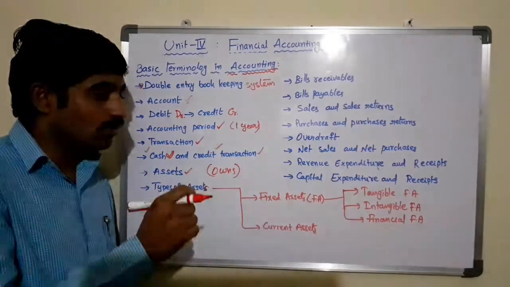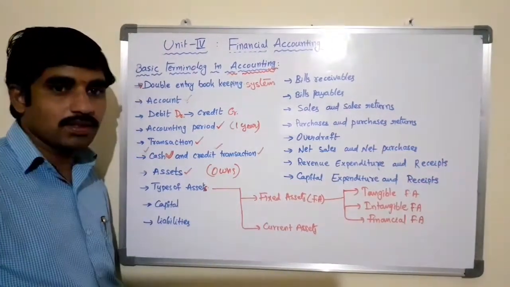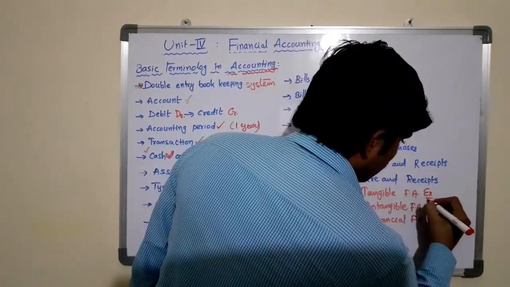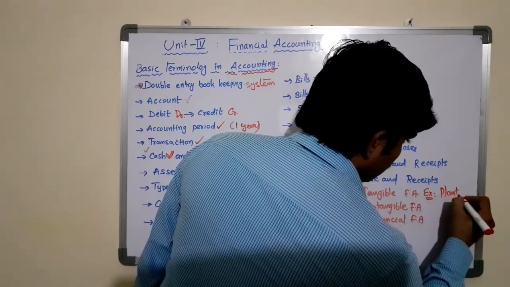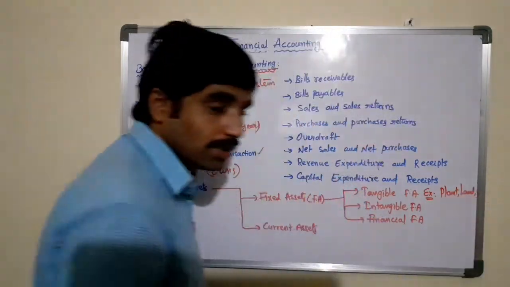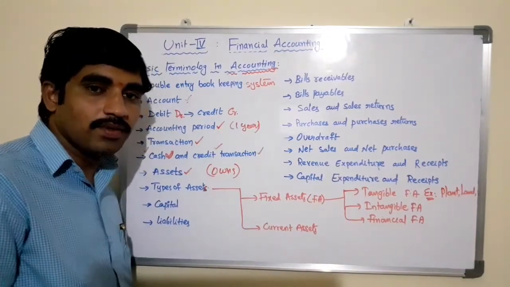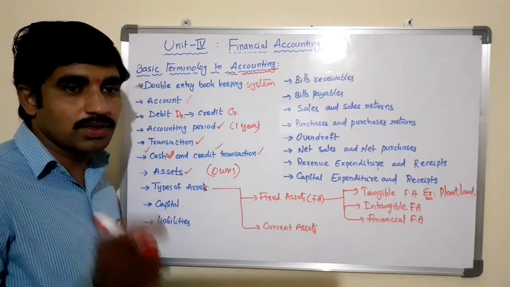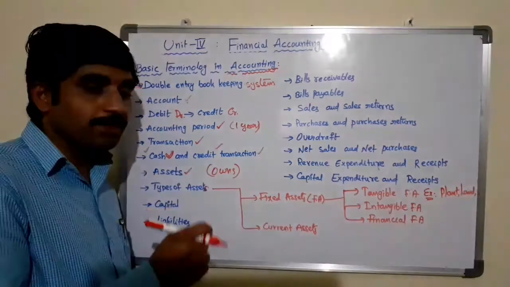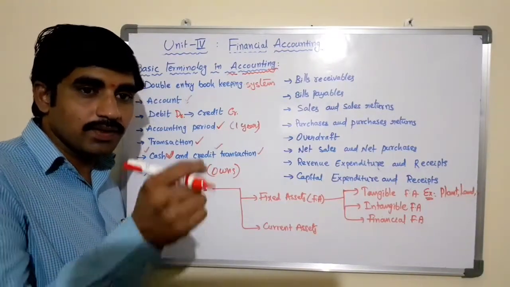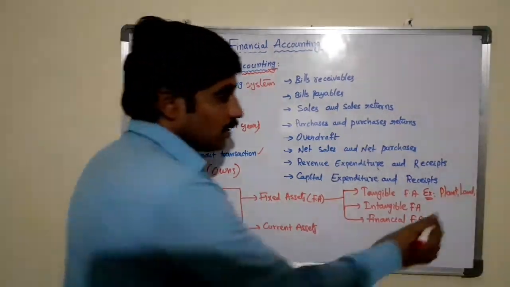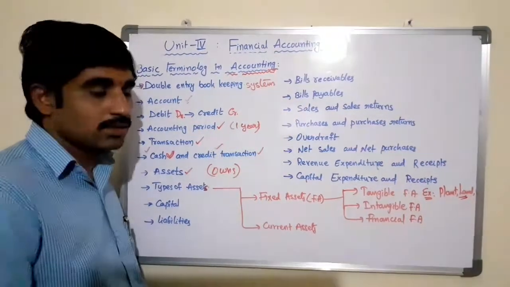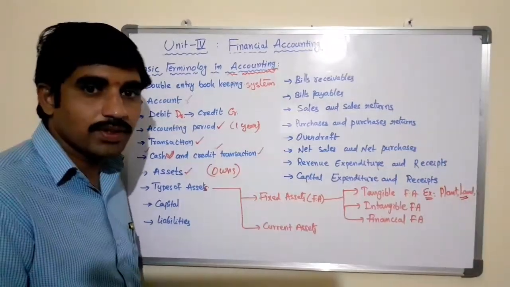Such assets are called tangible fixed assets, which will give service to the company for a long period. For example: plant, land, machinery, technology, vehicles, computers, or any other asset which will give service to the company for a long period and which we can see and touch. All these assets, plant, land, we can see and touch. Such assets are called tangible fixed assets.